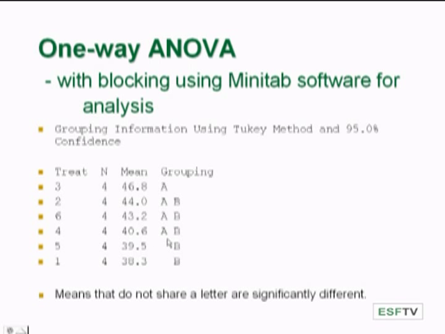Now you look at the rest of this. We see that treatments 2, 3, 4, and 6 are not statistically different from each other. And treatments 1, 2, 4, 5, and 6 are not significantly different from each other. So the big message here is that treatment 3 has significantly higher levels of nitrogen than treatments 1 and 5.